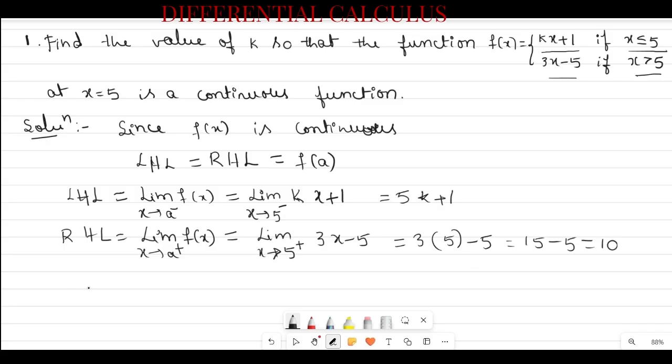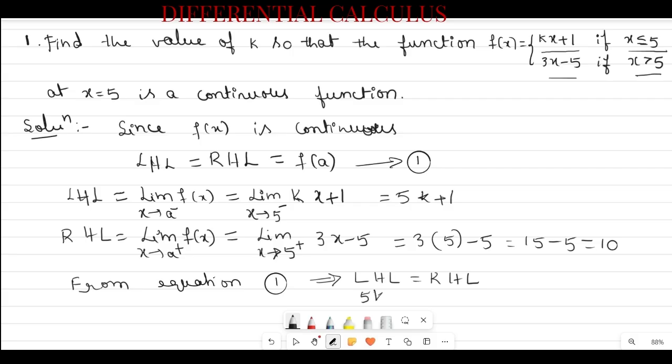Now, f of a. F of a is the function value wherever you are having the equal symbol. Along with the lesser symbol, we are having the equal symbol. So that itself becomes the f of a value. Now, consider this as equation 1. So from equation 1, I will consider LHL equal to RHL. Whatever you have got, just substitute over there.